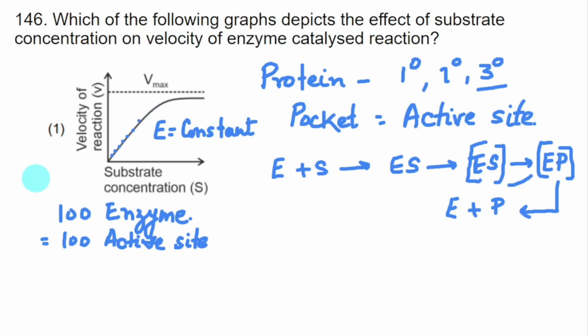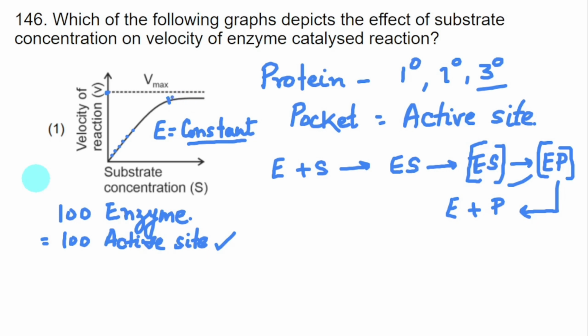Then what will happen when it reaches here? All 100 active sites are occupied. Now this will be the maximum velocity of the enzyme, which is marked here on the graph. Since there are no more extra active sites available, because in the experimental setup we have a constant concentration of enzyme, so there is a limit of active sites, and therefore the velocity cannot increase any further. And this is the reason, even if you increase the substrate concentration, the velocity doesn't increase, it remains flat.